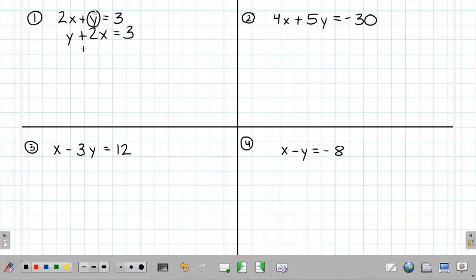But in this case, that means, okay, let's flip this around. Well, how do I solve for y? Well, I'm going to take away the x term. In this case, it means by subtracting 2x, okay? So what I'm left with over here is y. But what I'm left with over here is 3 minus 2x.